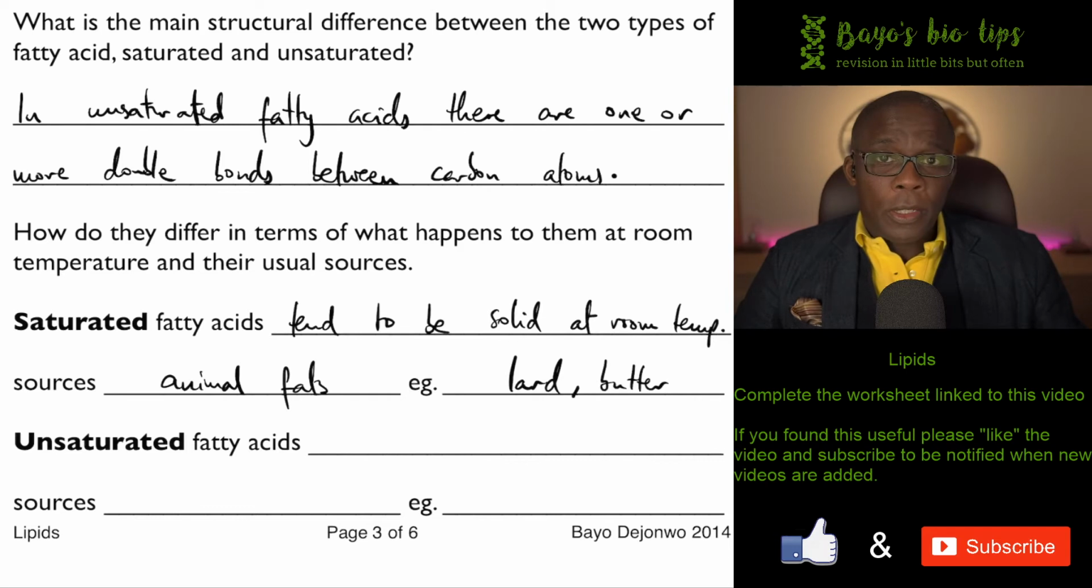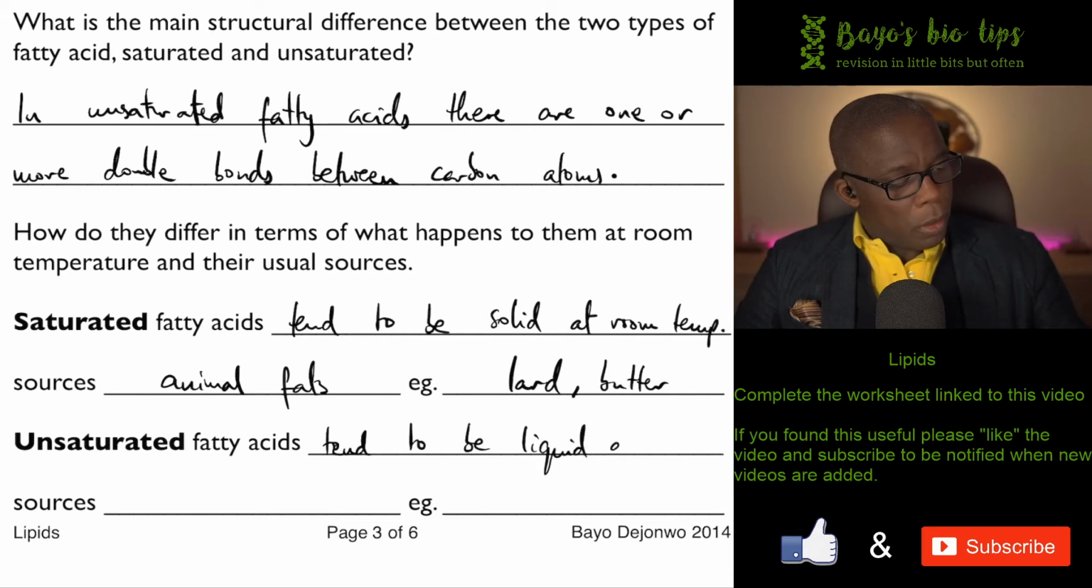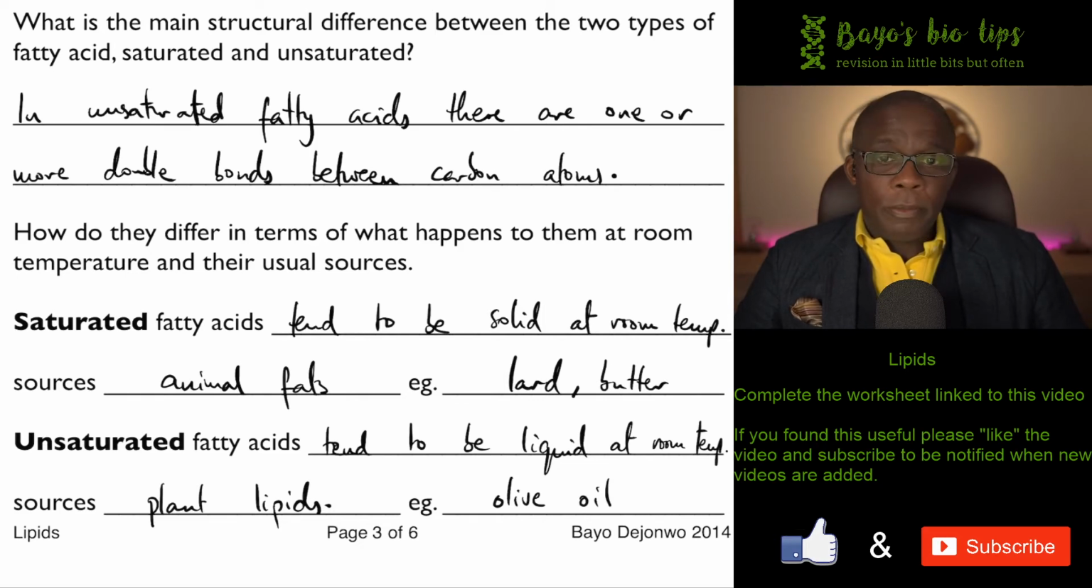Unsaturated fatty acids, on the other hand, tend to be liquid at room temperature. Okay, and sources would tend to be plant lipids. An example would be something like olive oil.